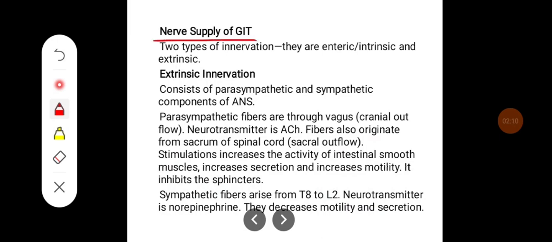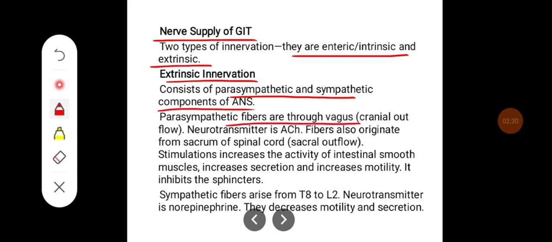Nerve supply to the GIT. There are two types of innervation. They are enteric, or also called intrinsic, and extrinsic nerve supply. Extrinsic innervation consists of parasympathetic and sympathetic, which are components of autonomic nervous system.